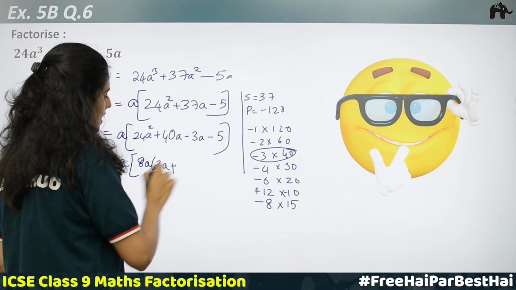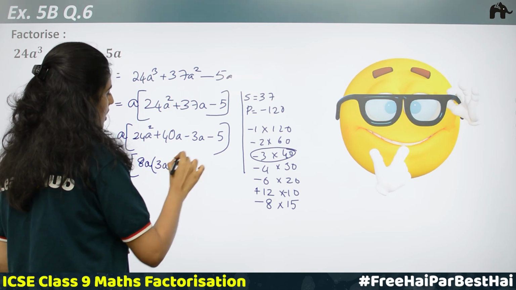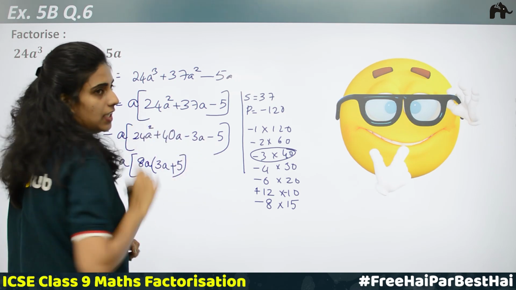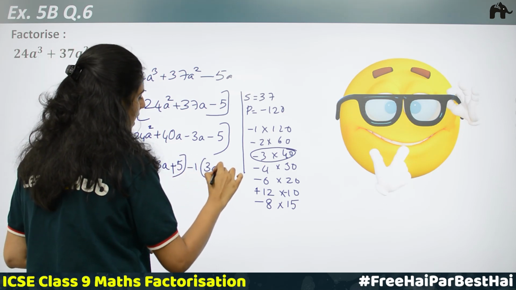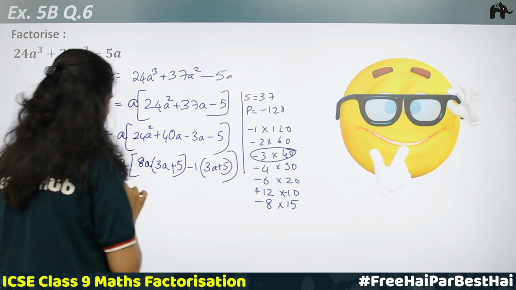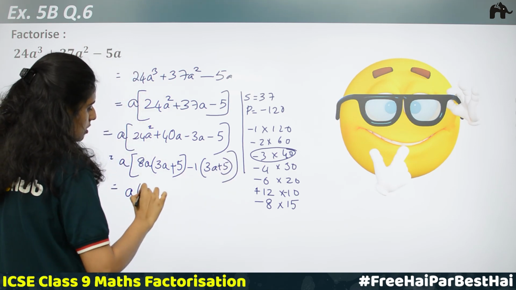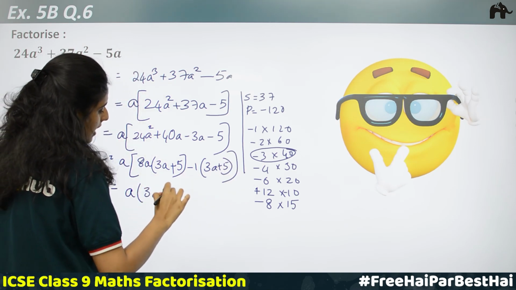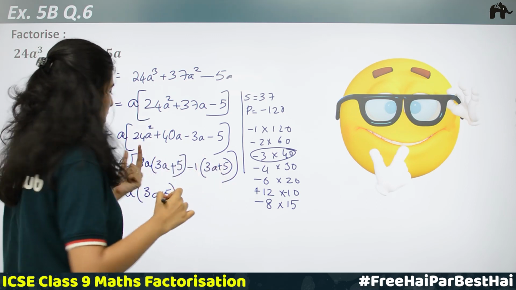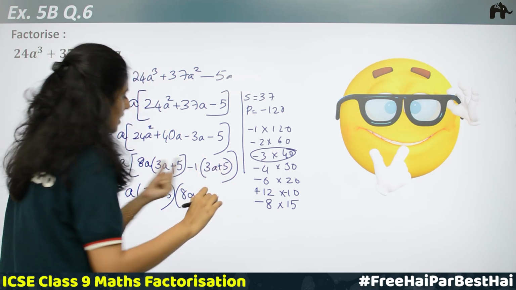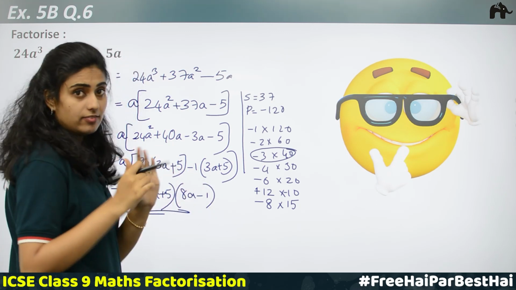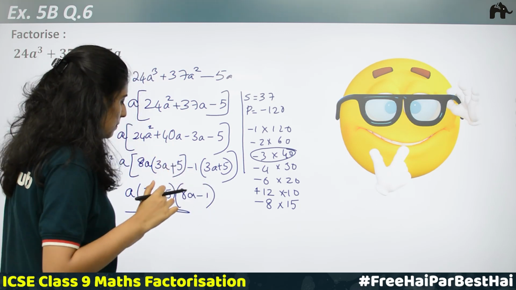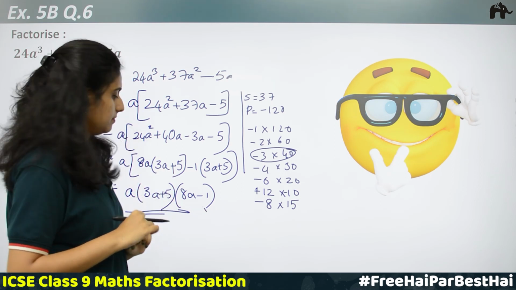Here, 8a is taken out, remaining is 5. Now, from this part, what can be taken? Negative side is taken out. So, minus 1, 3a plus 5. So, the factors are a into 3a plus 1, 5 is common to both these. Remaining here we have 8a and here we have minus 1, 8a minus 1. So, three factors. Here we have three factors, a, 3a plus 5 and 8a minus 1.